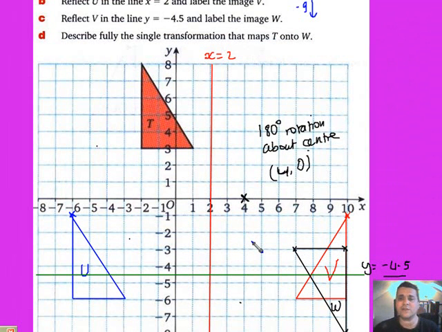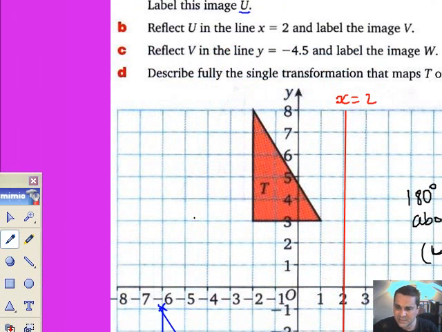Describe fully the single transformation that maps T onto W. So I want to go from T to W, spin it round all the way around here, clockwise or anti-clockwise, makes no difference. But the centre of rotation has to be 4, 0, otherwise it won't land. And I'll stop the video just there because I think we've done enough for about 5, 6, 7 minutes or so.